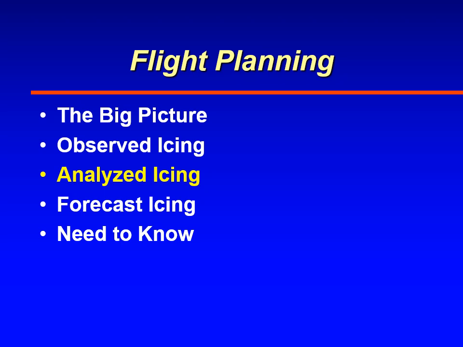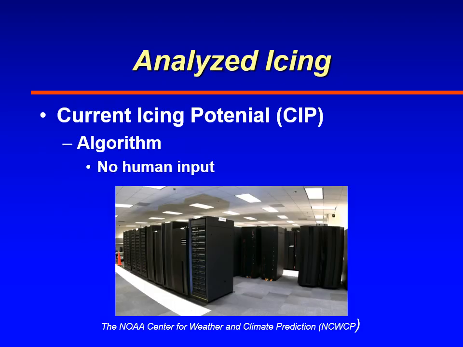The next item on our flight planning for icing checklist is areas of analyzed icing. What I mean by analyzed icing is looking at all available information, taking that information, and then sorting it through an algorithm to determine where there is the highest probability of icing and also the greatest severity of icing.